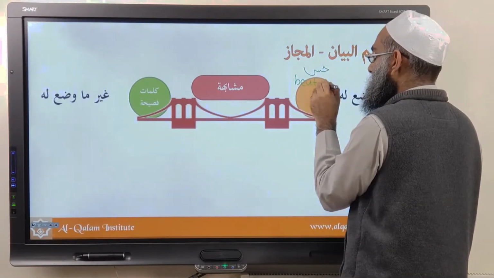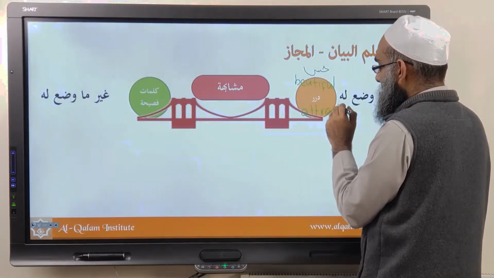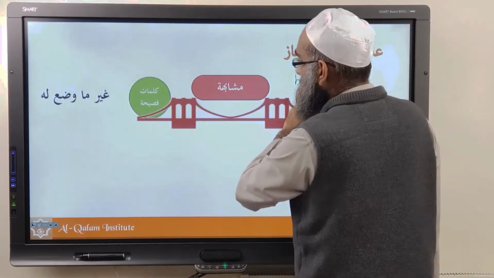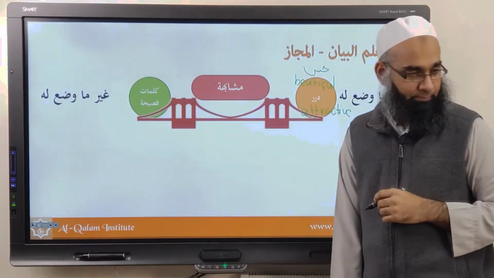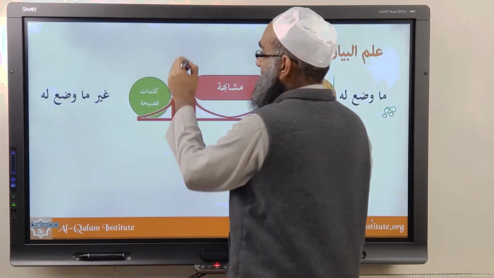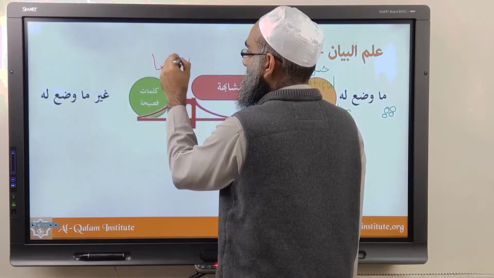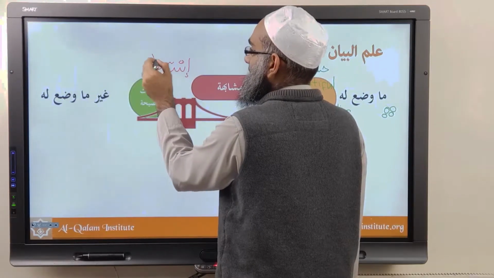Beautiful. Attractive. This mushabaha allows us to now use durar to mean this. So this is called what? What's this called? This will be called what? Isti'ara. Because the bridge is what? Mushabaha. Okay? So we call this what?